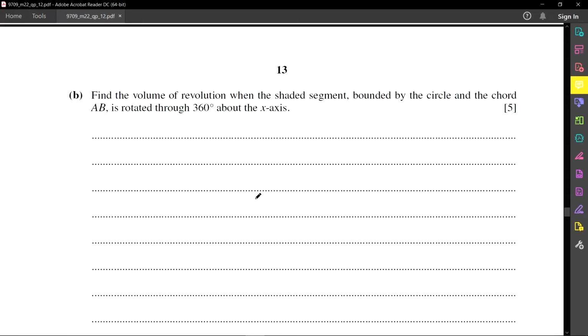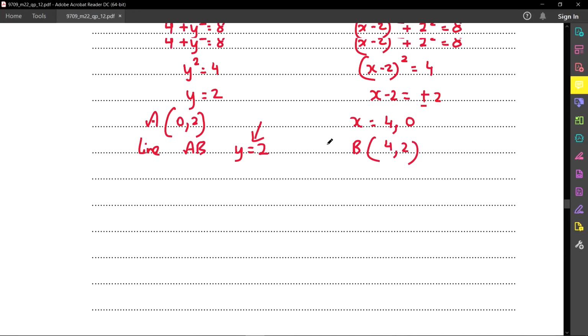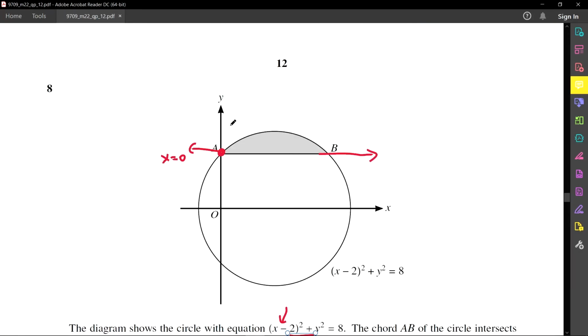So let's see what is part B. Part B is find the volume of revolution when the shaded segment bounded by the circle and the chord AB is rotated through 360 degrees above the x-axis. Now here you see that the region is bounded by the line on one side and by the circle on the other, and we want to find the volume in between. The simple thing is the volume of the circle equation minus the volume of the line.